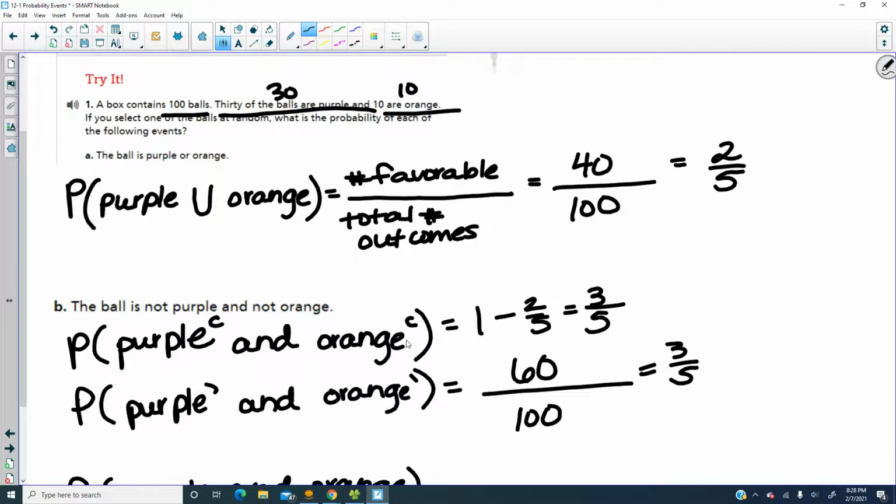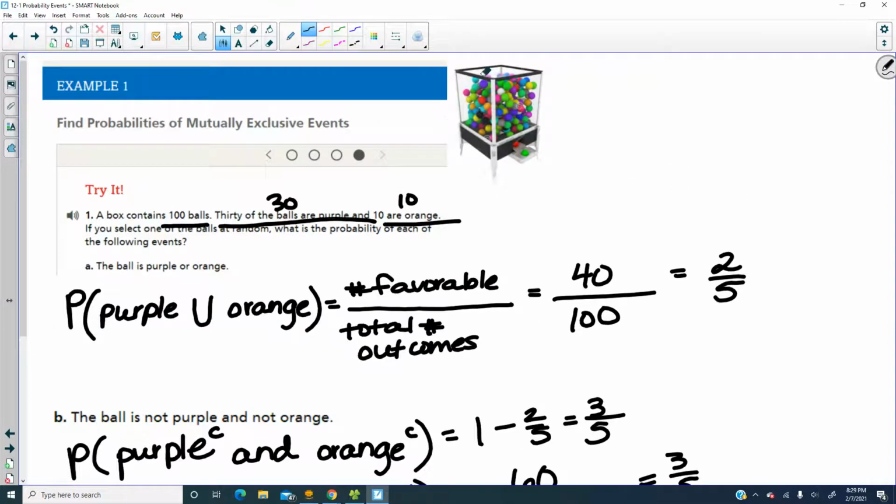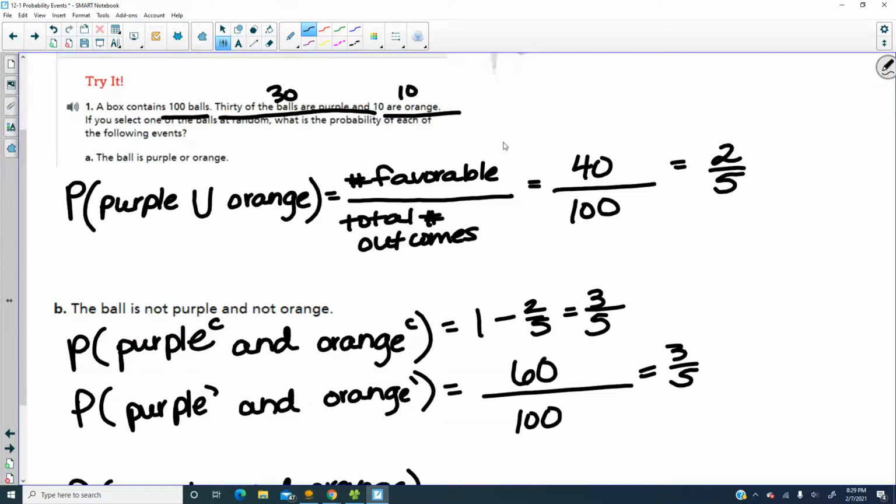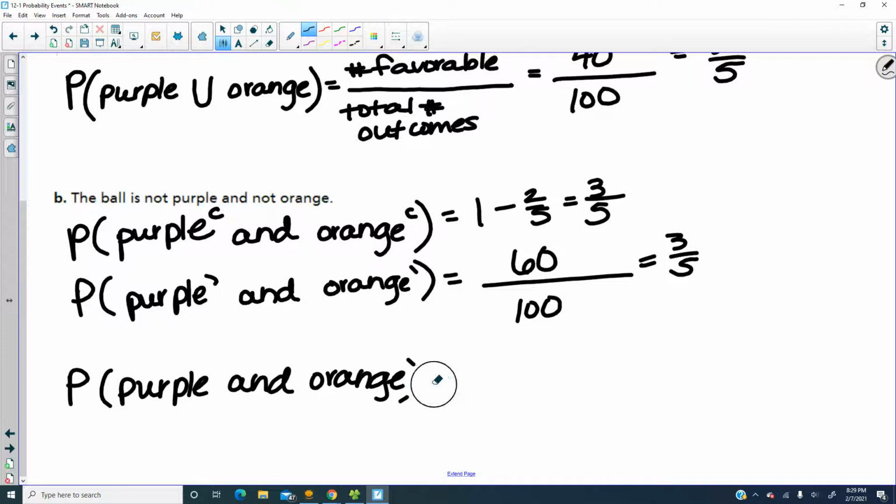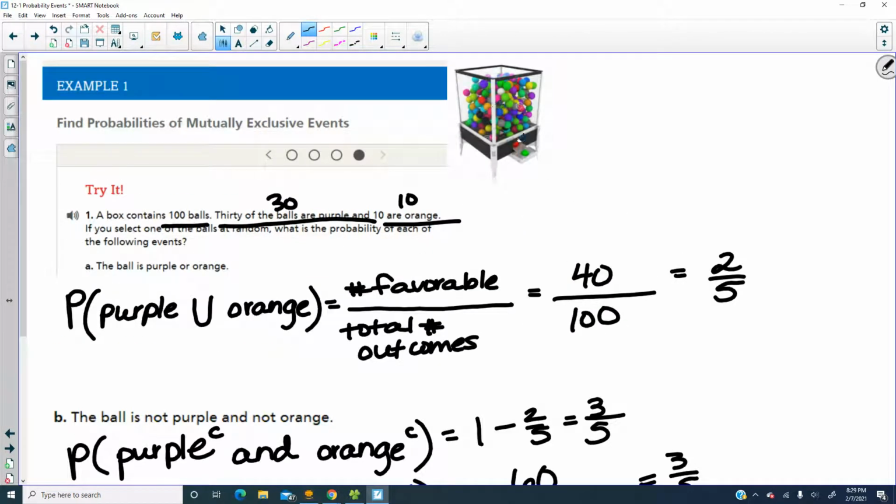Well, we don't really have enough information here because we just know that there's 30 purple balls and 10 orange. We don't know if there's any multicolored balls, but if they're all single colored balls, like what would be in the ball pit, that are only one color, and let's assume that that's what's happening here. If a ball can only be one color, then it wouldn't be able to be purple and orange at the same time. So we would say 0 out of 100, because if we're considering that the balls can only be one color each, then these events would be mutually exclusive.